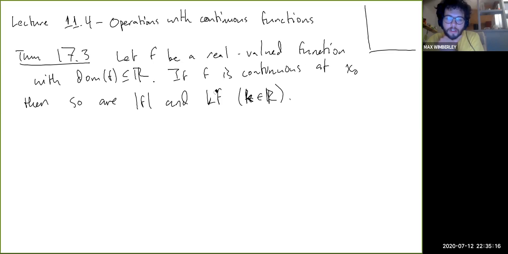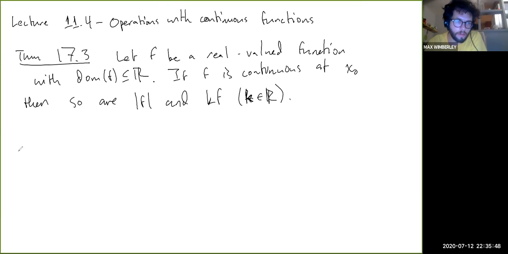And the same thing goes here, where kf is just multiplying every output value of f by k. So this is just the name of a function. Of course, the notation is chosen very suggestively because it represents the operation we're actually doing at every point in the domain of f. Okay, so let's just prove this.